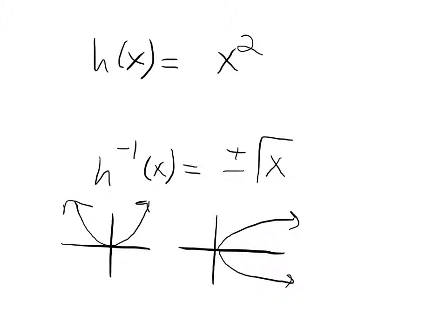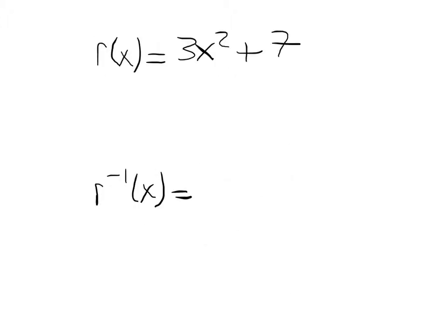And indeed, the squaring function, with no restrictions on its domain, does not have an inverse. I would have to call this the inverse relation of the function h of x equals x squared. And I would say again that this function h does not have an inverse function. It only has an inverse relation.